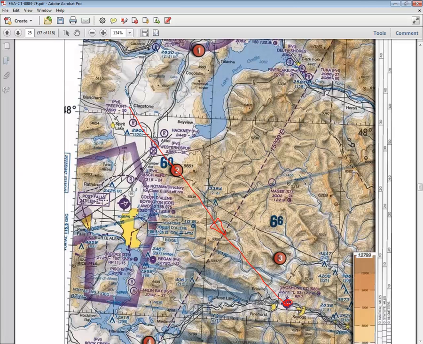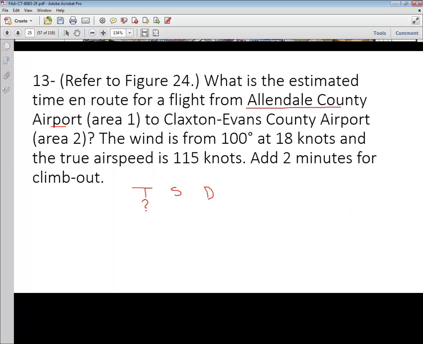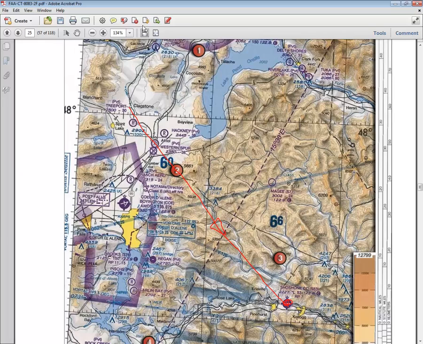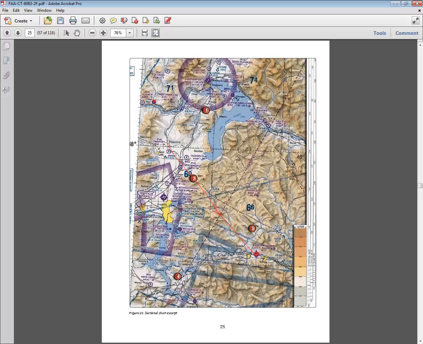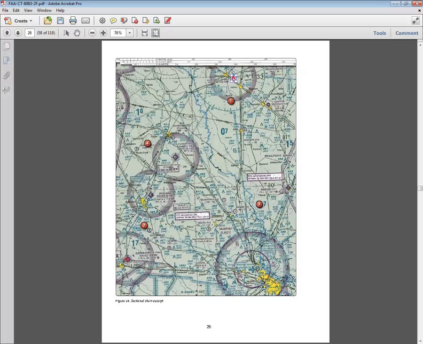That was the question, right? Let me make sure I'm answering the right question here. It was Allendale Airport to Claxton Evans on figure 24. So make sure I have the right figure here. So we're on the wrong page. It's always important, make sure you're using the right figure. So again, from Allendale down to Claxton Evans, we measured it just a minute ago, but we'll measure it again.